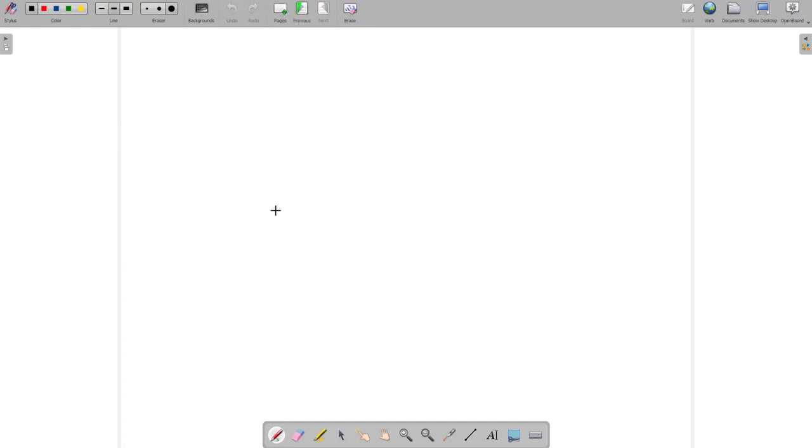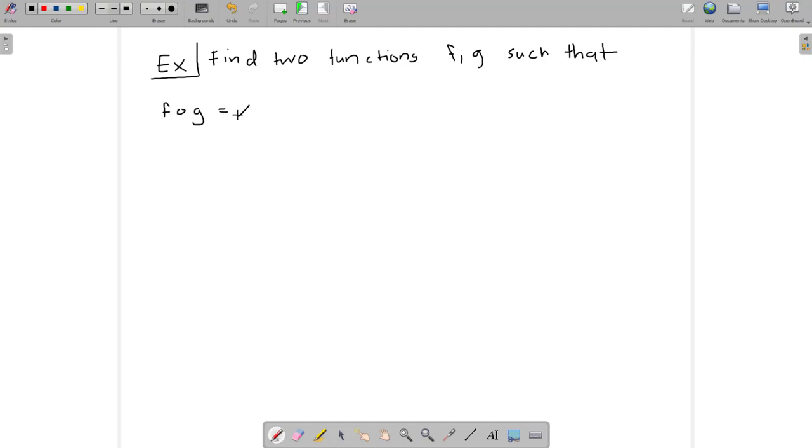So for the exercise I gave you guys, I said find two functions, f and g, such that f of g equals x and g of f equals x. And I'd be really interested to hear how you guys thought about this, to figure out what your functions were.